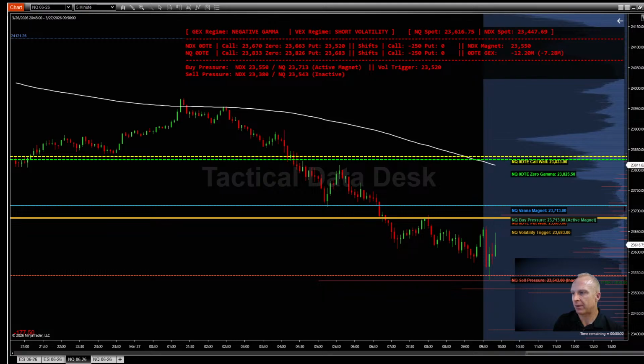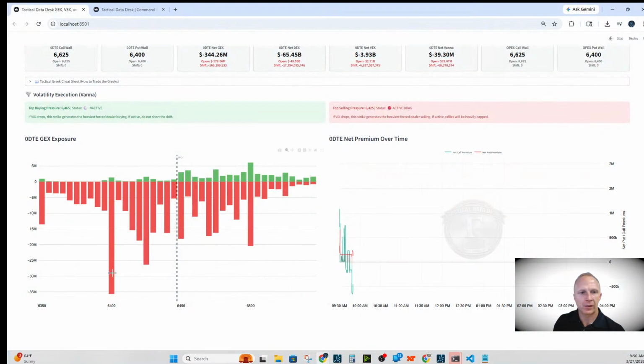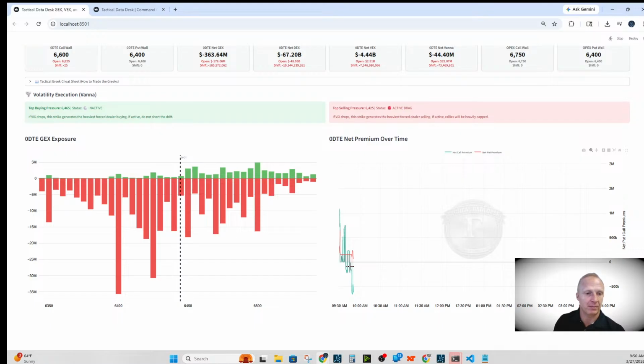Let's check out the... So we got a wall forming here at the 6,500 put wall. That means institutions are buying puts at 6,500. Market makers are selling them. That's been growing since the open. This has grown significantly since the open, 6,400. That was at negative 20 million at the open. Now it's at negative 35 million. You can see the call premiums have gotten crushed. Now it's negative.